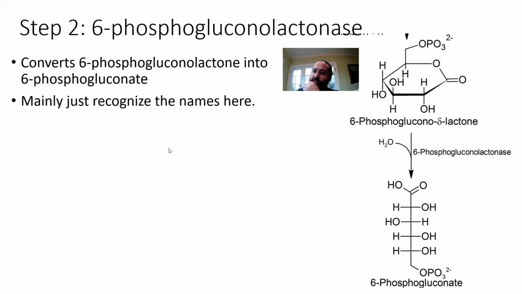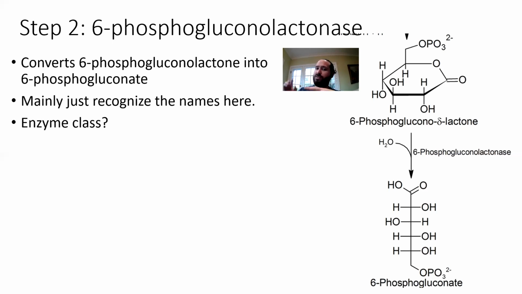So mainly just recognizing the names here. I don't think the structures are super important for you to memorize. So recognition of these names. If you see a gluconolactone, you know you're in the pentose phosphate pathway. If you see a gluconolactonase, you definitely know you're in the pentose phosphate pathway. And if you see a gluconate, you're definitely in the pentose phosphate pathway.